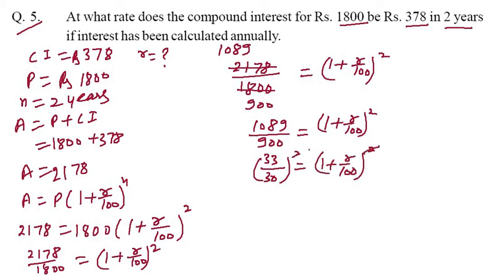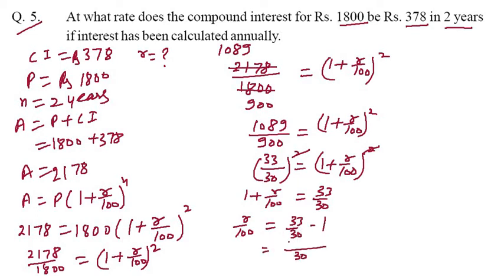So this power is cancelled out on both sides. So we get 1 plus R upon 100 is equal to 33 upon 30. Now R upon 100 will be equal to 33 upon 30 minus 1. Taking the LCM, it is 30. So 33 minus 30, that is R upon 100.